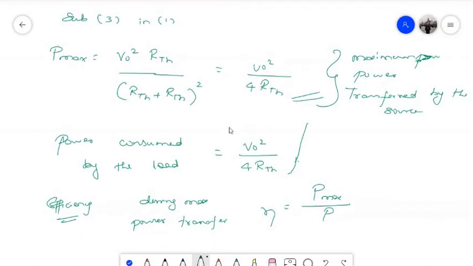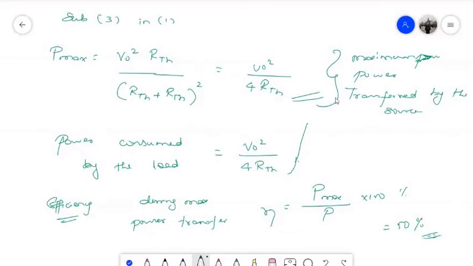Now the total power consumed by the load and the total maximum power transferred by the source, both are same. So ultimately the total power supplied will be 2 times of what you have here, V naught square by 4 into RTH. So if you multiply 2 into V naught square by 4 into RTH, you get V naught square by 2 RTH. So ultimately when you find the efficiency of this, you get 50%. Okay. So this is actually a very poor efficiency.